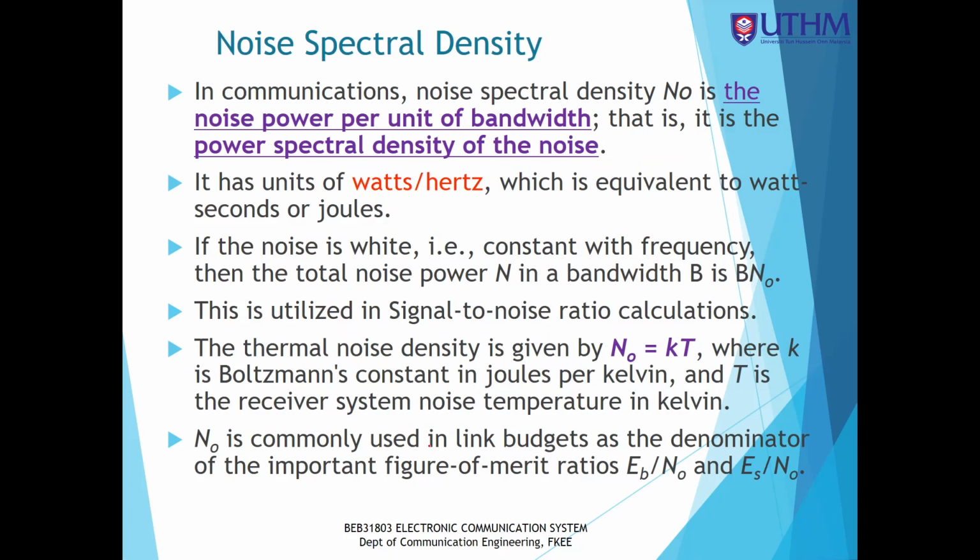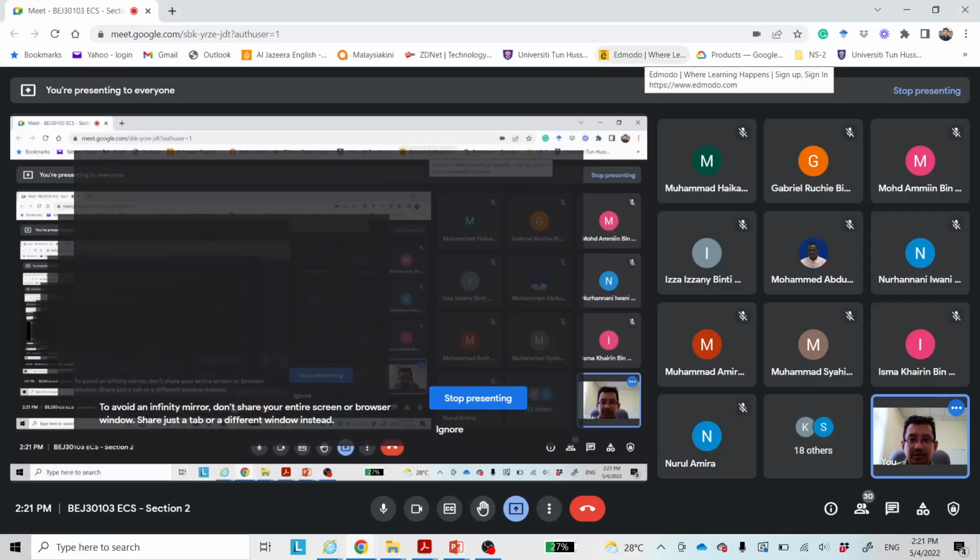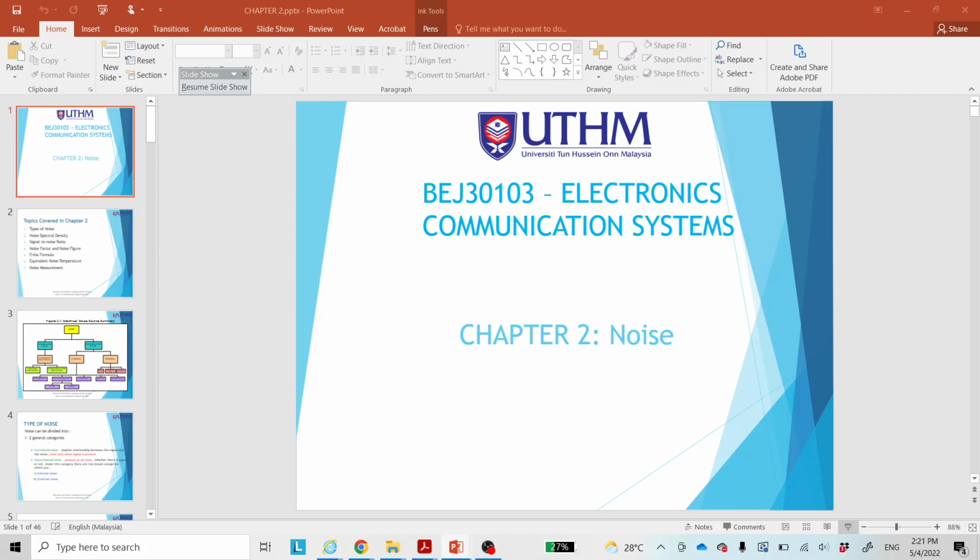And then what? Noise spectral density. The parameter is N0. Okay, so sorry, before that, ada pelajar nak masuk tadi.